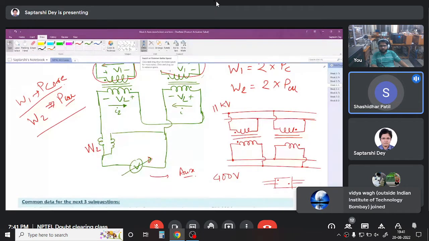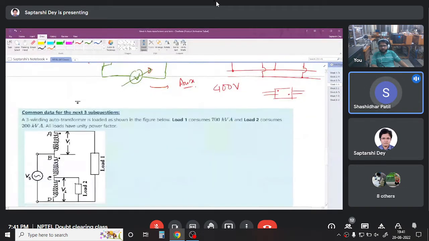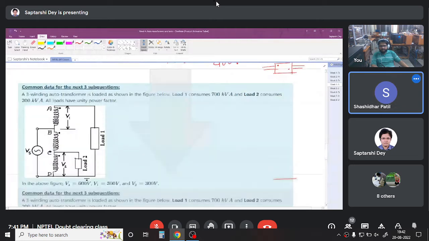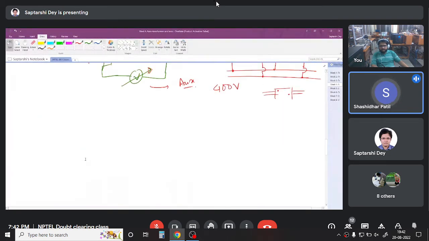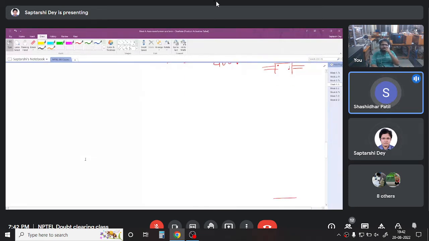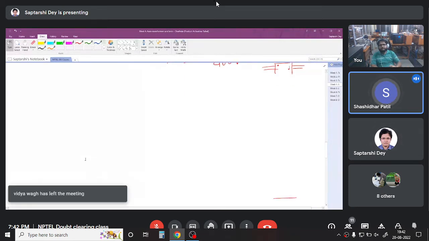In the autotransformer, if the secondary windings are considered in subtractive nature, such type of discussion was not made by the professor. Okay.